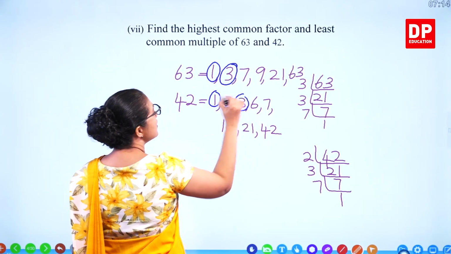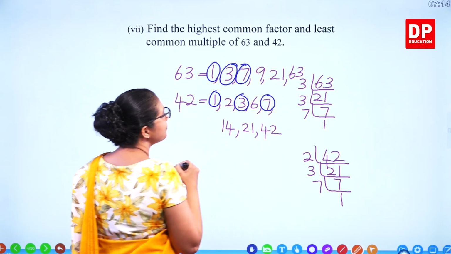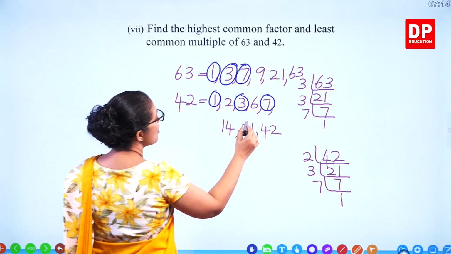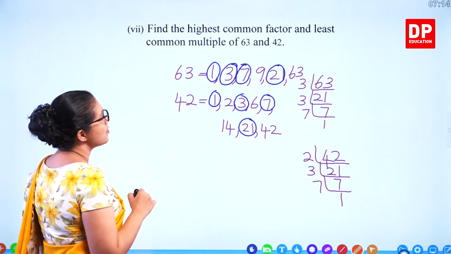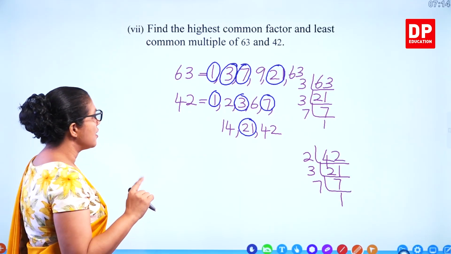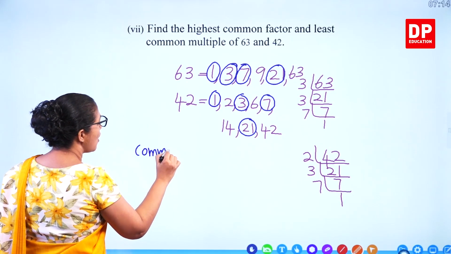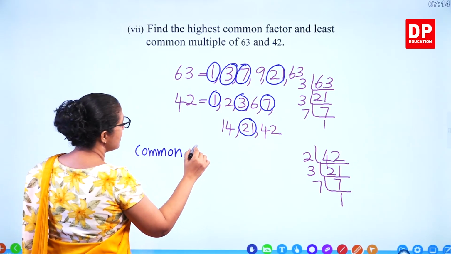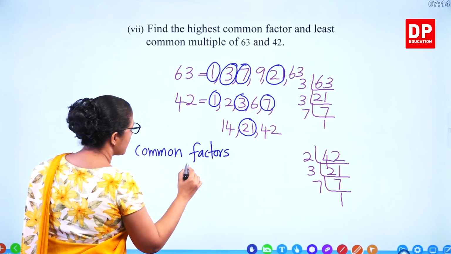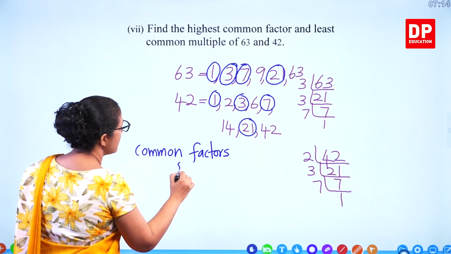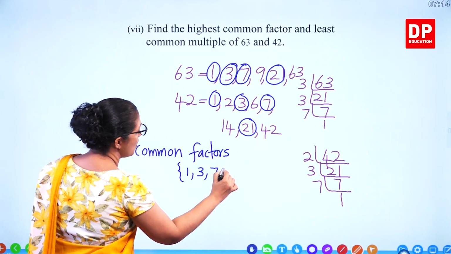Common factor 3, 7, 21. Those are the common factors. So out of common factors, so I'll write down common factors. You can write 1, 3, 7, 21.